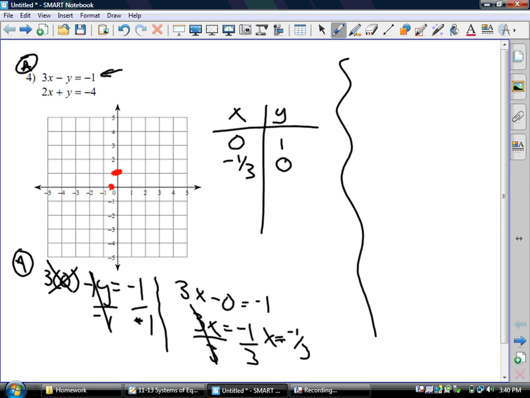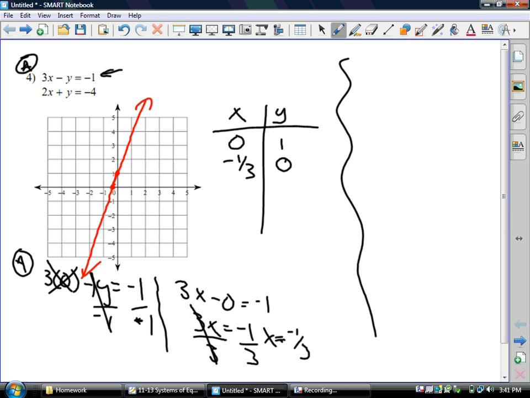So those are the 2 points. I'm going to sketch a line now that goes through those 2. That line wasn't very good. I'm going to draw a better one. There we go. It's a better line that goes through both points. Make sense? Cool. So that's the one line.